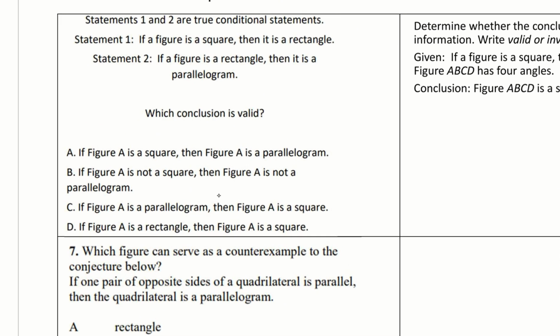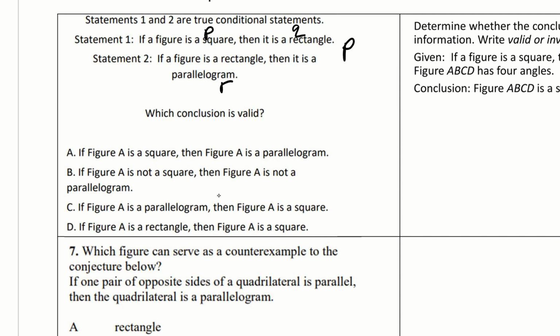The first one, statements 1 and 2 are true conditional statements. If a figure is a square, then it is a rectangle. If a figure is a rectangle, then it is a parallelogram. What can we conclude? All right, so let's say this is P, let's say this is Q, and let's say that this is R, parallelogram.